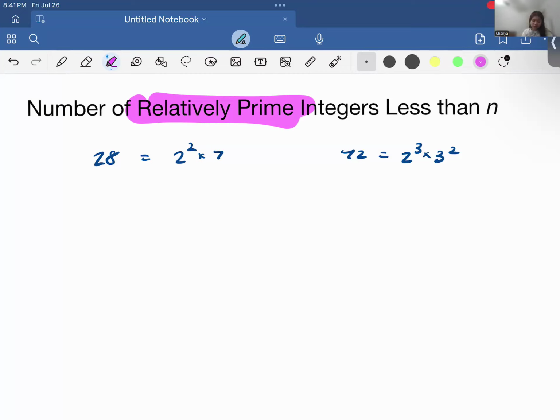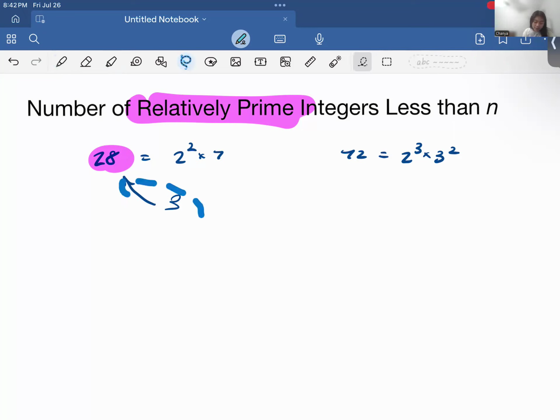So for example, take 28. If you take the integer 3, then 3 is relatively prime to 28 because 3 and 28 don't share any factors except for 1, but 1 doesn't count towards this count.